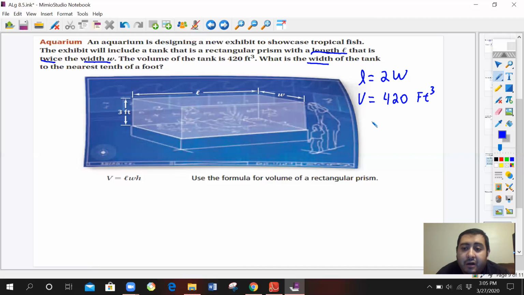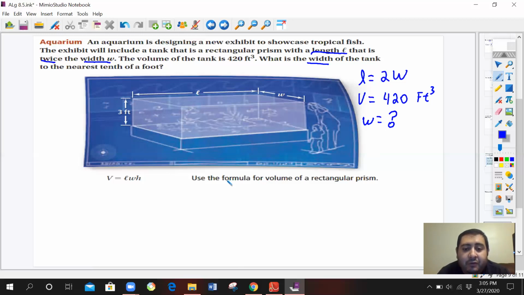So we're trying to figure out our width, and we put a question mark here. I didn't like that question mark, let me do it a little more clearly. All right, so let's analyze the picture. We notice that we have 3, we have L, and then we have the width.